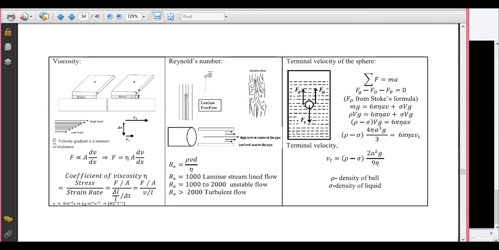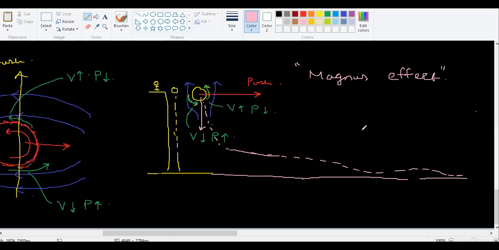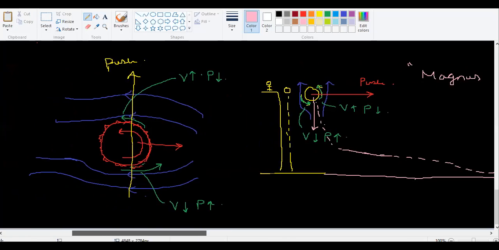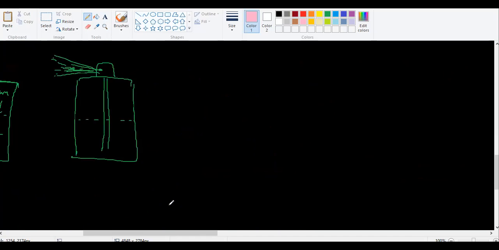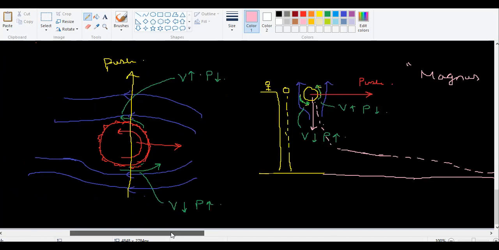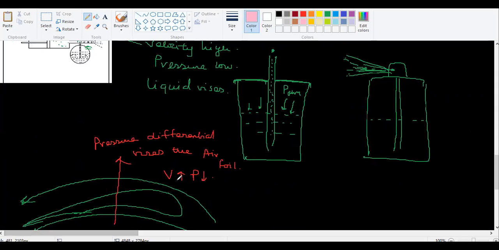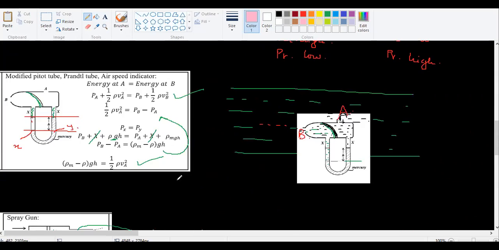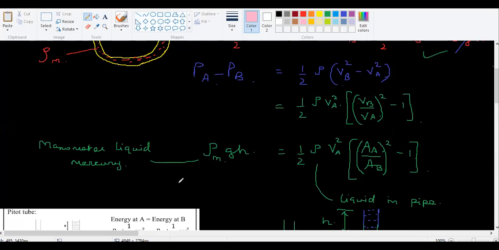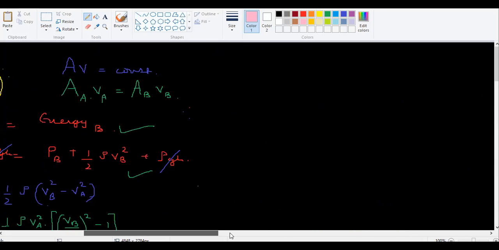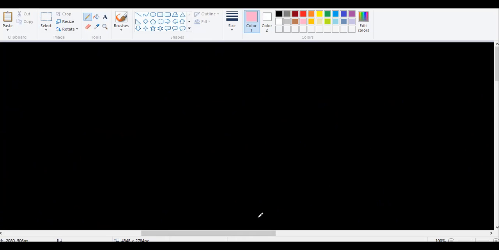So this is also an interesting topic called viscosity. You must have heard the word viscosity or viscous fluids. Any idea what that means? What do you think in your general English? What do you mean by viscous? Viscous liquids, viscous fluids. No idea, sir. No idea.